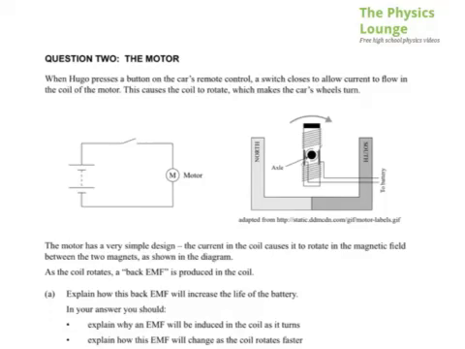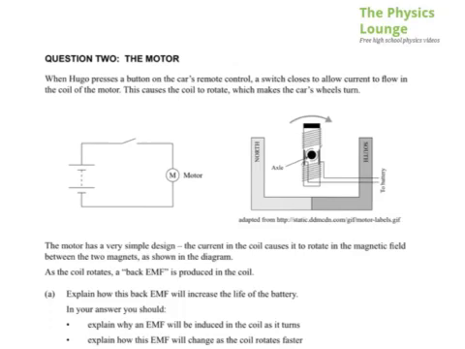So question 2 on the motor. When Hugo presses a button on the car's remote control, a switch closes to allow current to flow in the coil of the motor. So we can see that just there. This causes the coil to rotate, which makes the car's wheels turn. So that's just how the motor works.